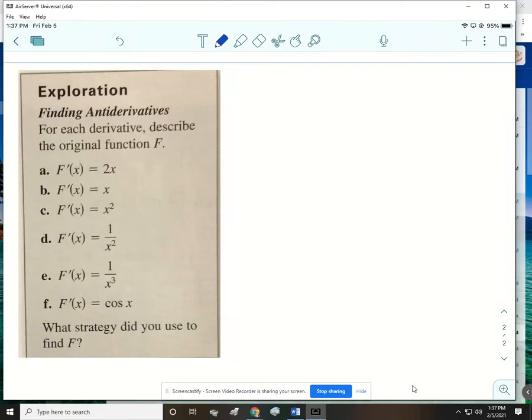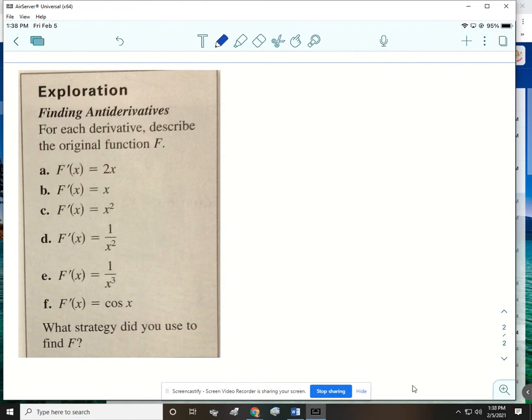All right, so for your assignment last night, I asked you to do the exploration on page 244. What we are trying to do is, we're given these derivatives and we are asked to find what function would have that derivative. And so you could have got a lot of different things.